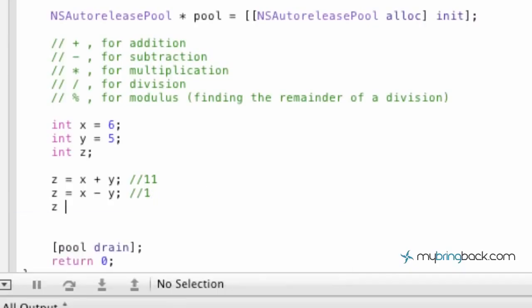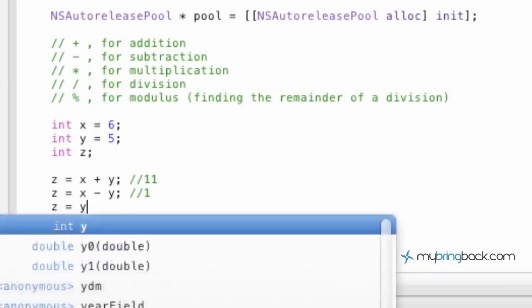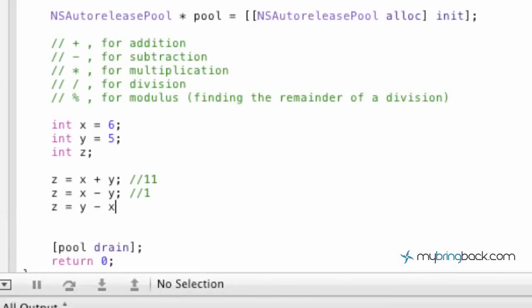Next one we're going to do is z equals x, or no, let's reverse it here, y minus x. So in this case we're going to be taking 5 minus 6, which is going to give us -1, which is still an integer, so it'll still be printed out as an integer. Again, remember, those are going to be your whole negative and positive numbers, so keep that in mind.